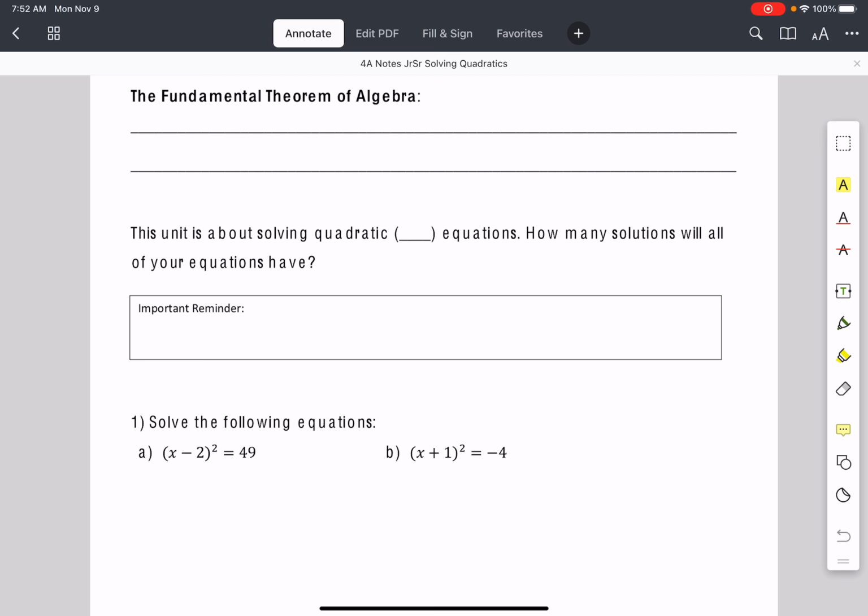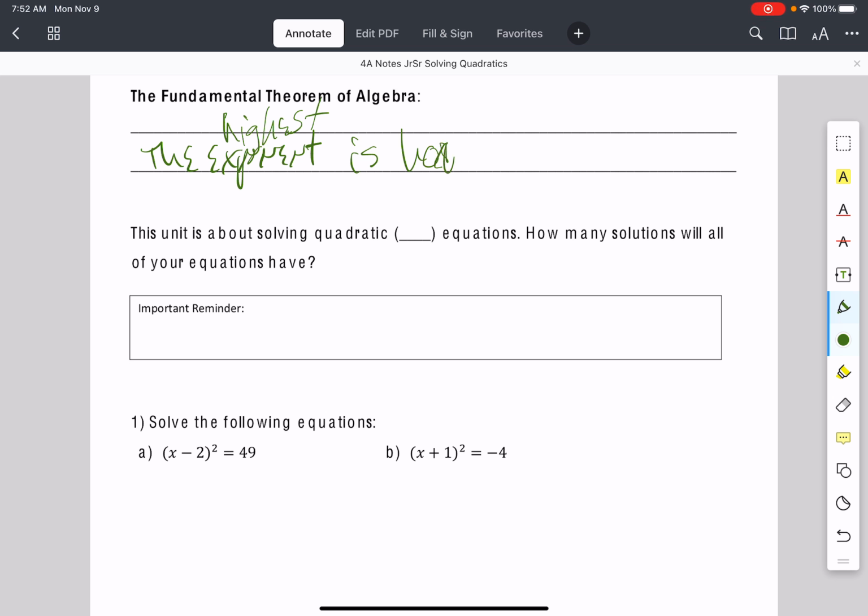Can anyone raise their hand and remind me from last class what the fundamental theorem of algebra is? Anybody remember? Hudson. The exponent means how many answers. You got it. Perfect. The exponent means how many answers there's going to be. The highest exponent is how many answers. Listen to my words, not my writing apparently.